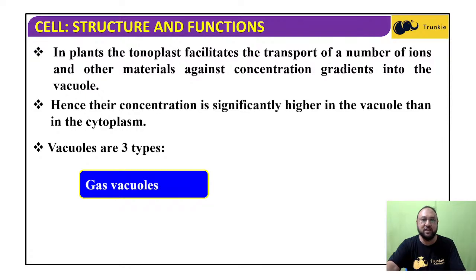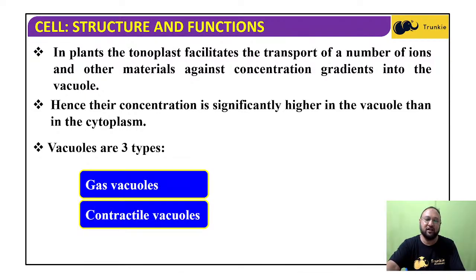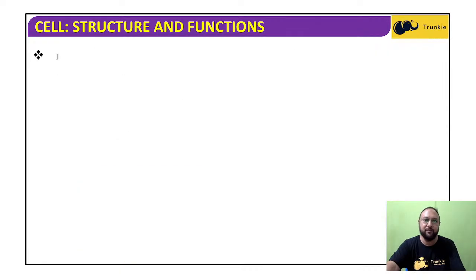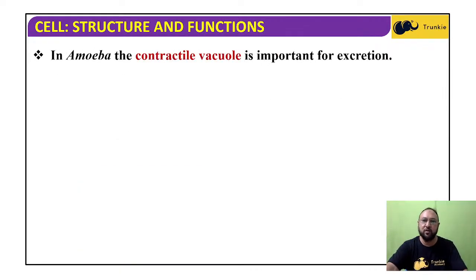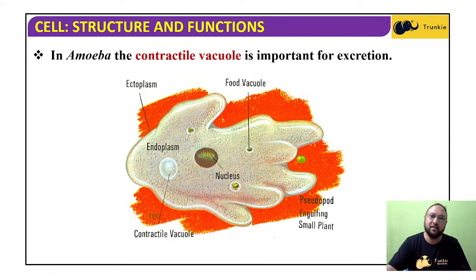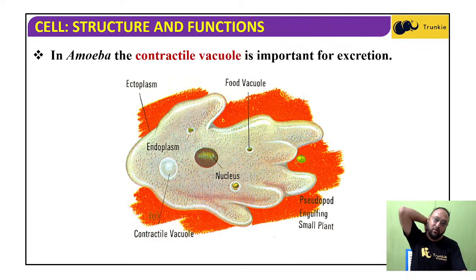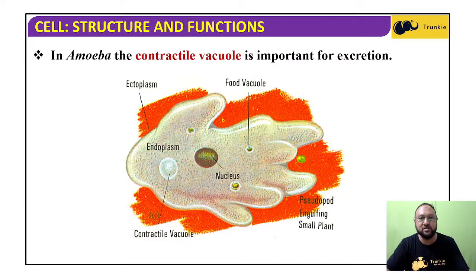Vacuoles are of three types: gas vacuoles that have only gas, contractile vacuoles, and food vacuoles. In amoeba, the contractile vacuole is important for excretion. Whatever metabolic waste is produced in the cell is collected and goes into the contractile vacuole, which then bursts and releases its content into the environment. The pseudopodia engulf the food, and the food vacuole is formed. After utilizing the food, metabolic waste is formed, and then it goes to the contractile vacuole.